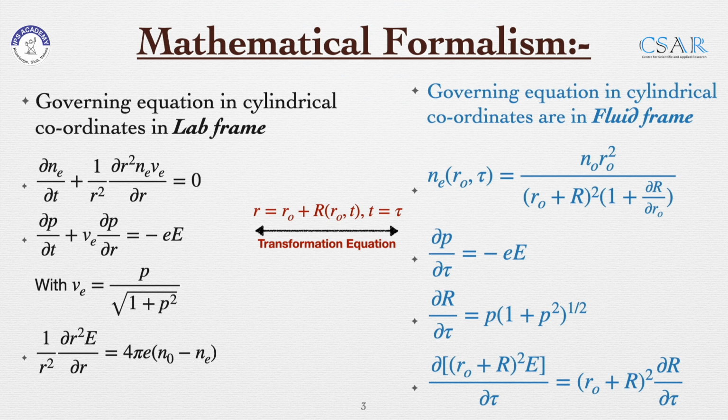And this transformation is generally called the Lagrange transformation. So what do we do in the transformation? From the lab frame, we go to a different frame called the fluid frame. These are the transformation equations written in red color. And here the time remains the same, that is, the time of observation in the lab frame and in the fluid frame remains the same.